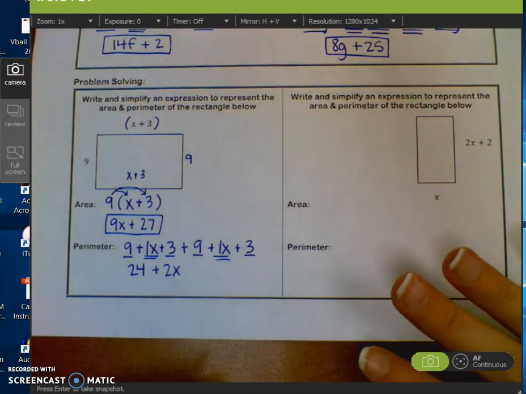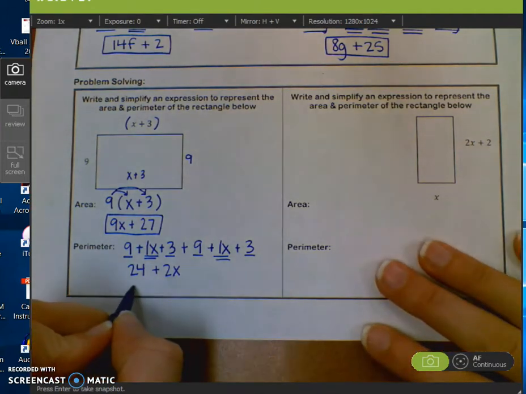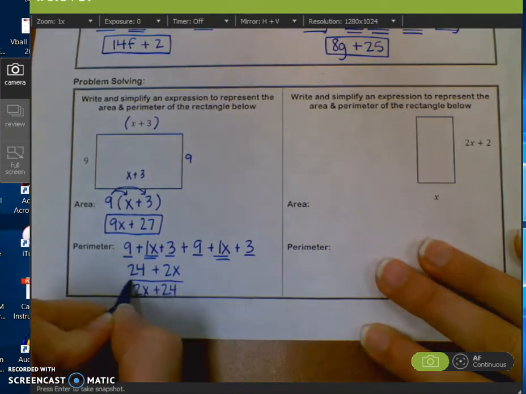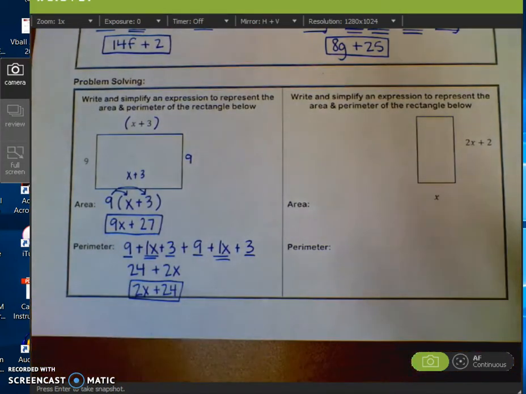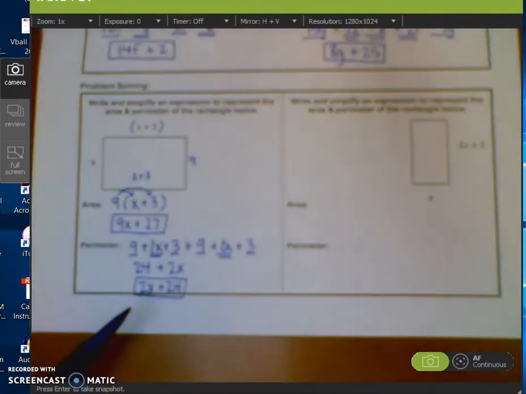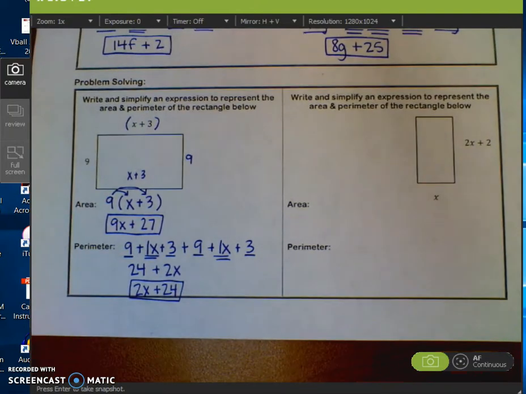I'm always going to rewrite this so that the variable is at the front and the constant term is at the back. So I'm going to rewrite this as 2x plus 24. It's just more mathematically acceptable to put the variable at the beginning and to put them in alphabetical order at the front. So that is how we write perimeter and area in simplest form using expressions. I would challenge you to try the next one on your own, pause it, and check your answers when you're done.